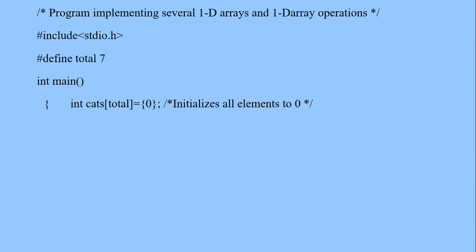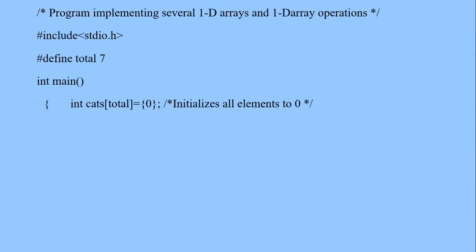So as usual, we have the comment. And then we have a preprocessor directive for the standard input-output file, that is stdio.h. And then we define a constant which is called TOTAL, and it's of size 7. Then we have our major function main, and then we declare a memory location for an array called cats, and we initialize all the elements in this array to 0.